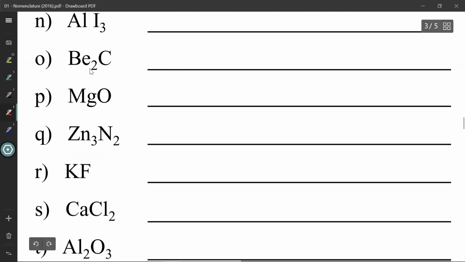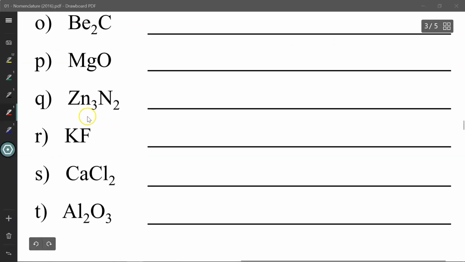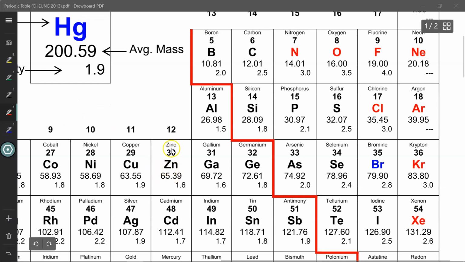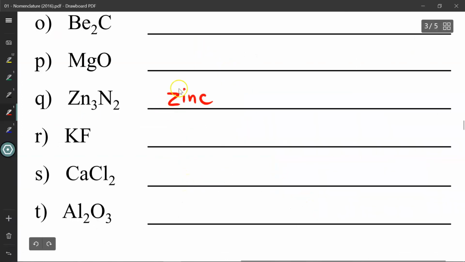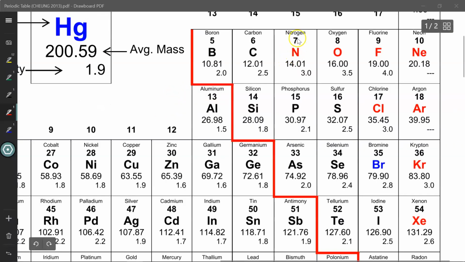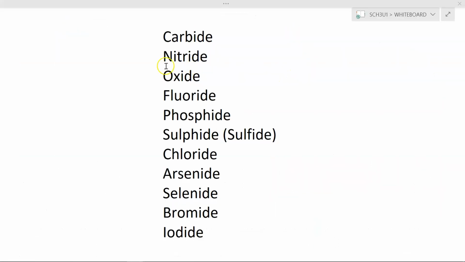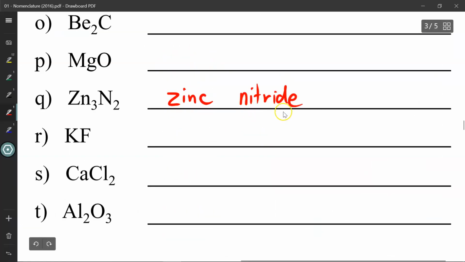Let's try one last one here. So Zn is zinc. Zinc is on the left side of this staircase, so it's a metal. Metals don't change their names, so we're going to leave it as zinc. N is for nitrogen, and it's on the right-hand side of the staircase, so it's a non-metal. Non-metals will change their suffix to an IDE, so we end up with nitride. Again, I don't worry about the subscripts. That'll be for another time.